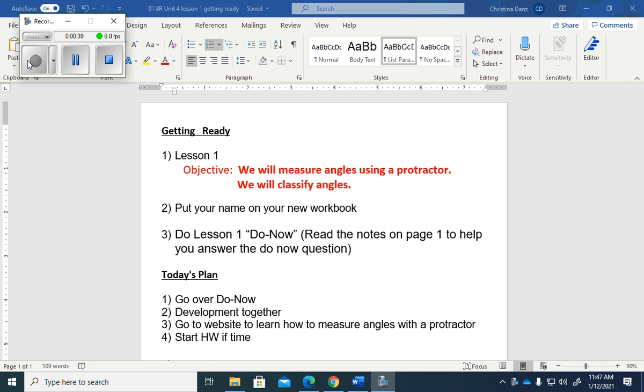But it is a new workbook, so if you don't have your name on it, do it. And if you could read through the notes and then answer the questions at the bottom, that would be great. I am going to go over it with you, of course, and make some little marks. So you can hit pause and read through on your own, and then do the rest with me.